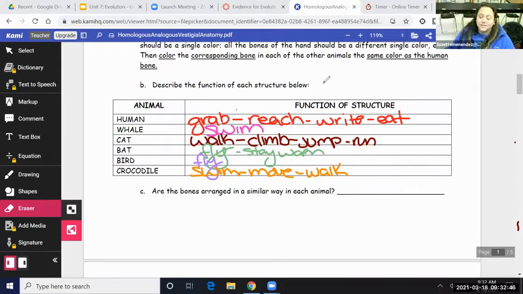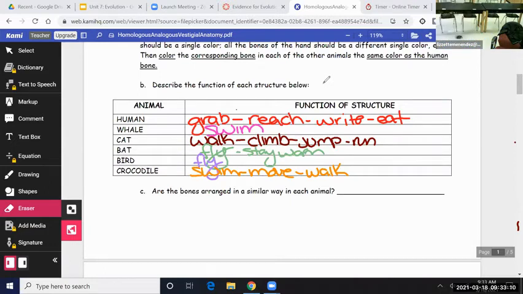So hopefully you've seen that all of these limbs are used for different things. Some are used very similarly, like crocodile and cat's legs are used to walk and move, and birds' and bats' wings are used to fly. But between the human and the whale and the cat and the bird, very different functions, right? Brings us to letter C.